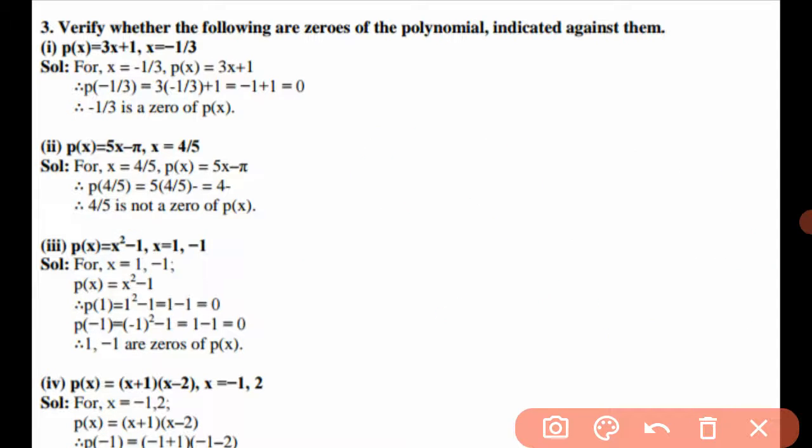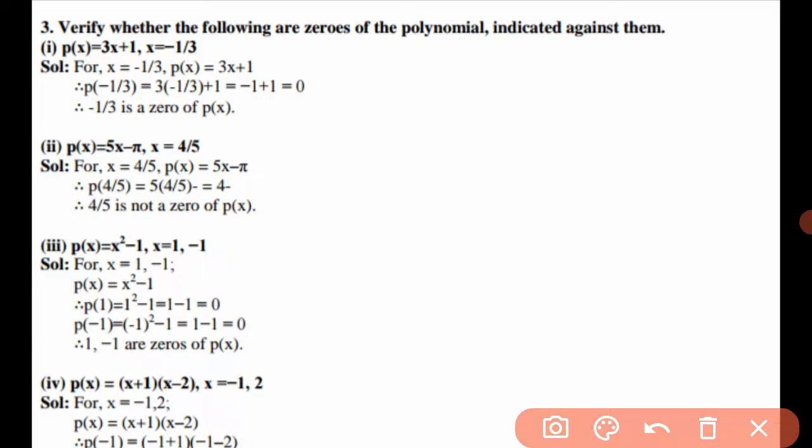Now in the third case we are given p(x) equals x square minus 1, where x equals 1 and minus 1. So we will put x equals 1 and minus 1. By putting x equals 1, it will be 1 square minus 1, that is equal to 0. Now by putting x equals minus 1, it will also be equal to 0. Therefore we can say that 1 and minus 1 are zeros of polynomial p(x).